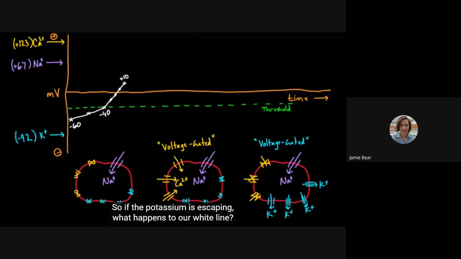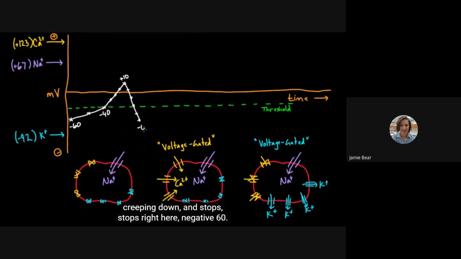So if the potassium is escaping, what happens to our white line? Think about that. Well, it's going to go towards, now that potassium is the dominant ion. Always think in terms of what's the dominant ion in terms of permeability. Our cell is mostly permeable to potassium right now. So the membrane potential is going to go towards potassium. And potassium is way down here, so it's going to start going down. So the membrane potential starts creeping down, creeping down, creeping down, and stops.